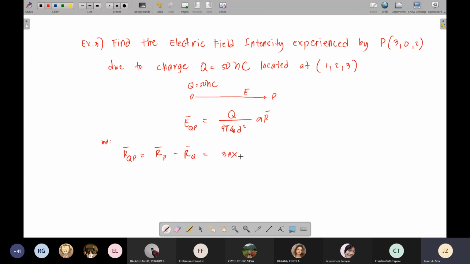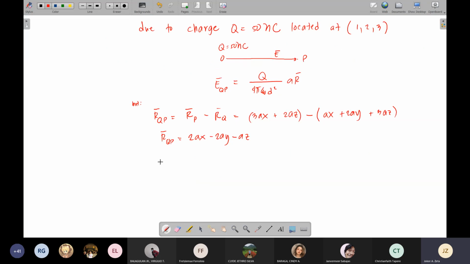So 3 ax, 0 man ang ay, so I'm not going to put ay na lang, no? Plus 2 az. Okay? Minus ang vector sa Q is 1, 2, 3. So ax plus 2 ay plus 3 az. So therefore, ang vector from charge to the point is equal to, for ax, it would be 2 ax. Then for ay, negative 2 ay. For az, negative az. Okay?